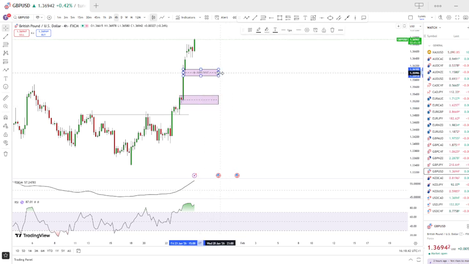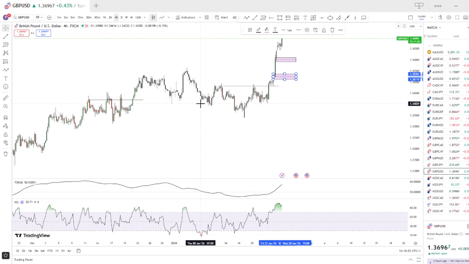Demand zone 1 is between 1.36102 and 1.35918. Demand zone 2 is between 1.35363 and 1.35119. That's it for GBP USD. If you heard the explanation I gave for Euro USD, it's basically the same sort of thing that we are watching out for right now on GBP USD.